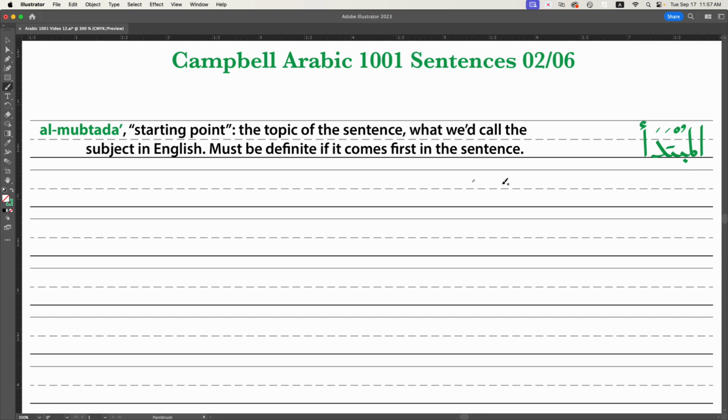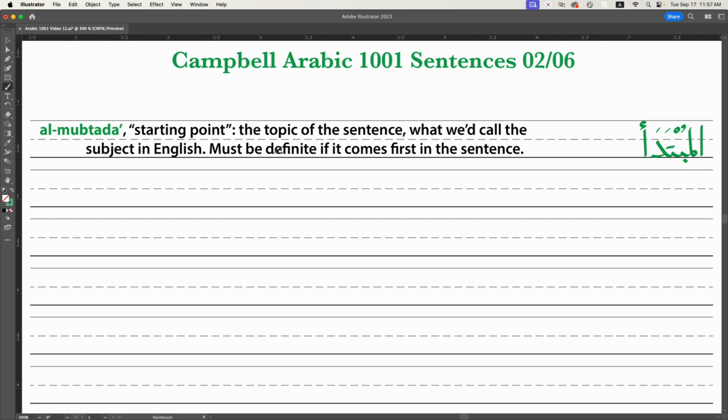Al-mubtada means the starting point. Its 3-letter root here is ba, and then dal, and then hamza. Remember, hamza can be a root letter, but alif cannot. And it's very common to have meme as a prefix, and it's very common to have an infixed ta in between the first and second root letters. We call this form 8. And so this ba, dal, hamza root is to begin, and the mubtada is the starting point, what we would call the subject of the sentence in English.